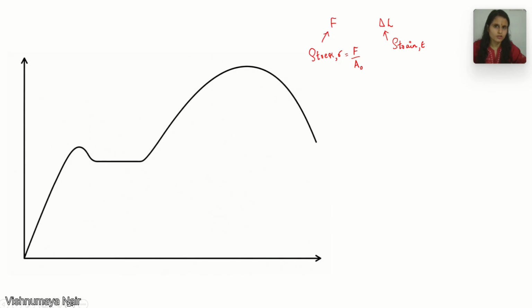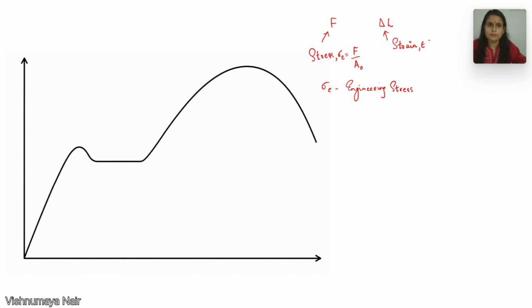As we elongate the specimen, we know that the cross-sectional area reduces. But here we will be considering the initial cross-sectional area and not the instantaneous cross-sectional area. The stress obtained by considering the initial cross-sectional area is known as the engineering stress, sigma E. So here we will be considering the initial cross-sectional area throughout for calculating the stress value.